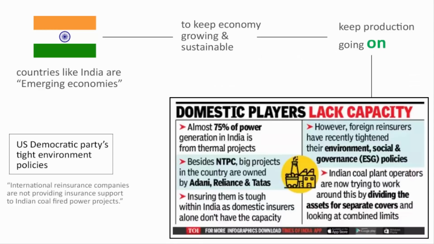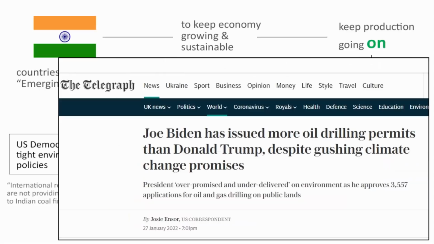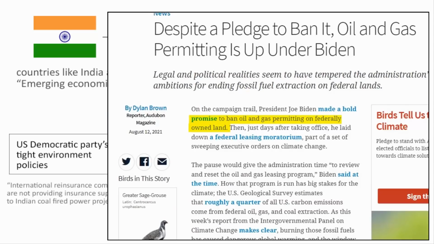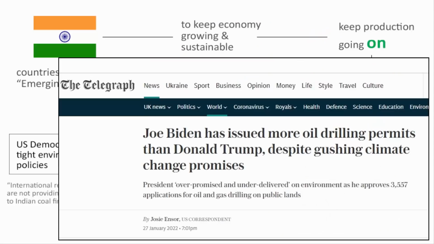Almost 75% of power generation in India is from thermal projects. Foreign insurers have stopped insuring coal-fired thermal plants because of their new tight environmental policy. So you see how much problem it creates if you depend on some other country. But then look at the hypocrisy of United States. Biden announced the energy doctrine in the beginning of 2021. And by the end of 2021, that is in December, his administration approved more oil and gas drilling permits on public land. So basically, Biden is pleasing the environmentalists, and at the same time, he's also aware of the reality that fossil fuel is a necessity for running the economy.